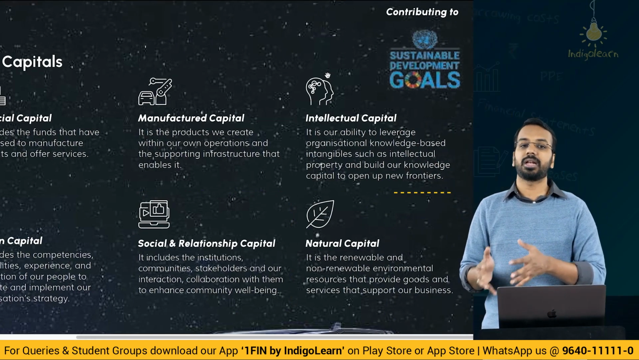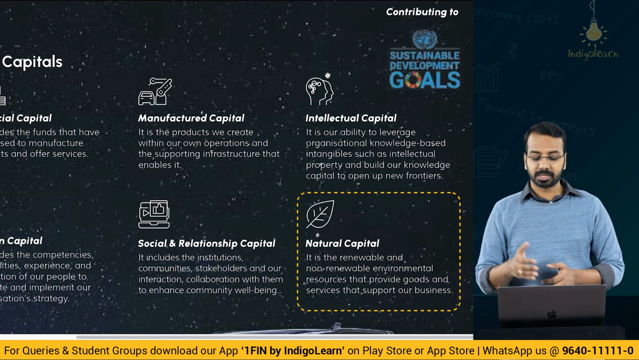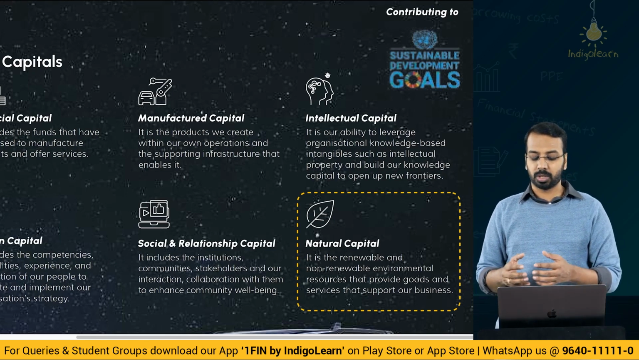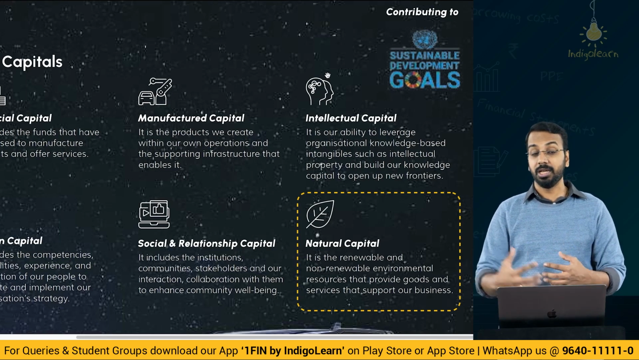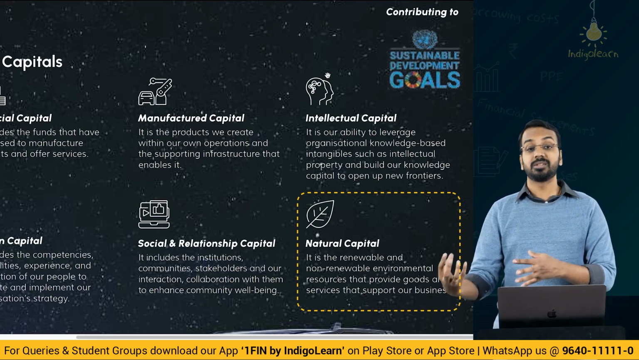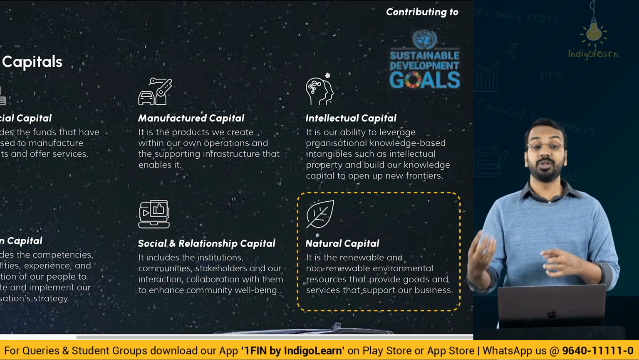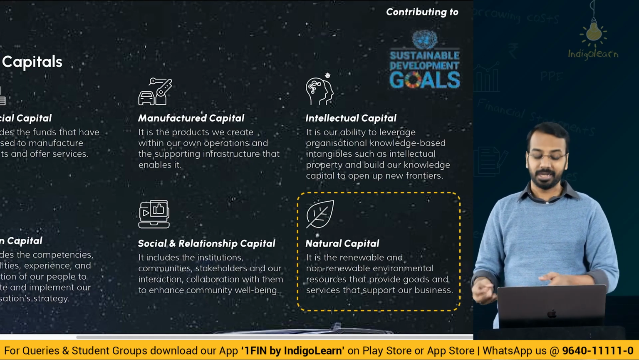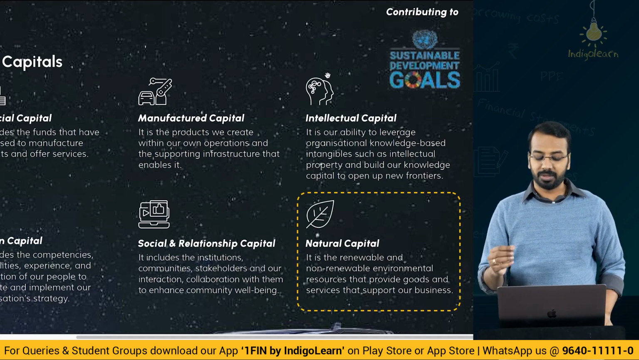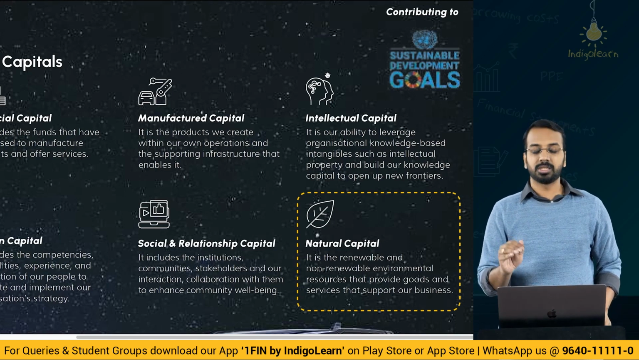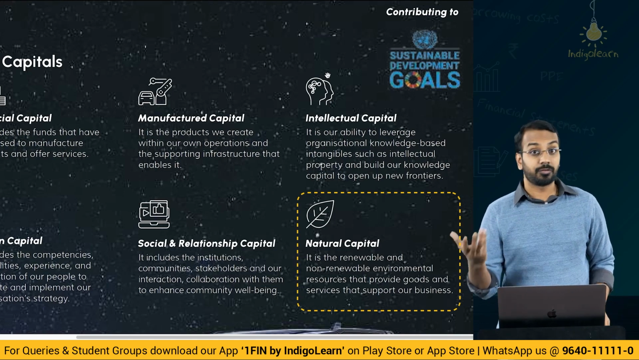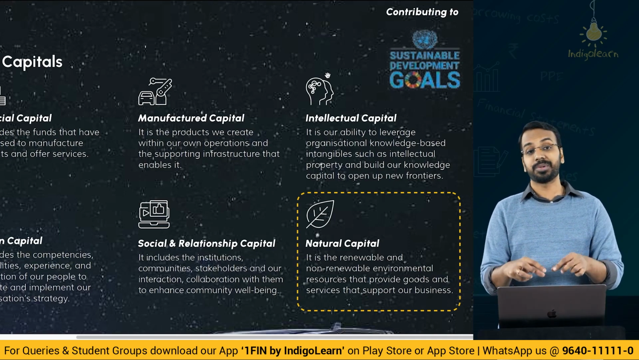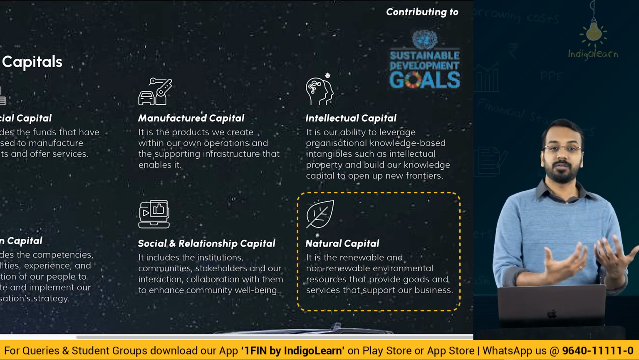And lastly, the natural capital, the environment part of it, which is the renewable and non-renewable environmental resources that provide goods and services that support our business. So natural capital is basically, to manufacture a car, you may need steel, right? For steel, you need iron. For iron, you need iron ores. Iron ores come from where? It comes from natural sources, right? So, what are the renewable and non-renewable environmental sources that provide goods and services that support our business? Maybe something like fuel. Fuel also comes from natural sources. Water, right? All of these are used by the company to manufacture products and offer services to the customers.